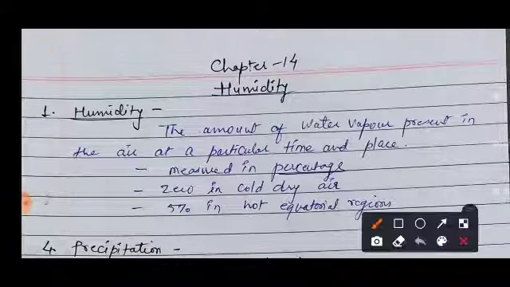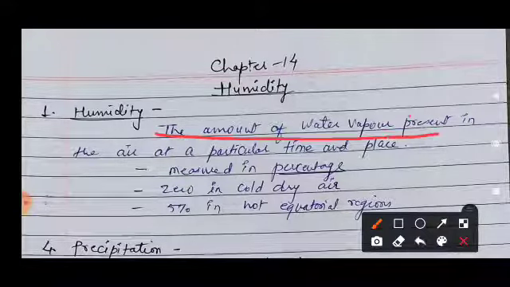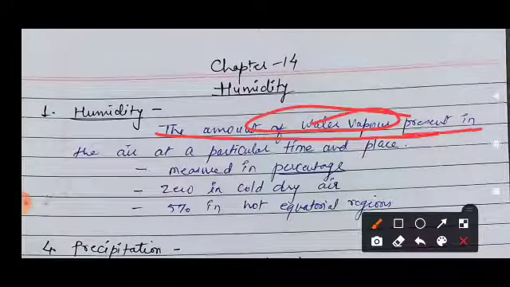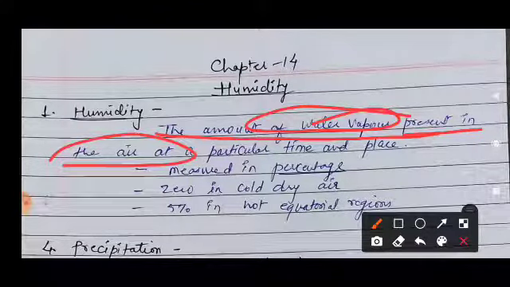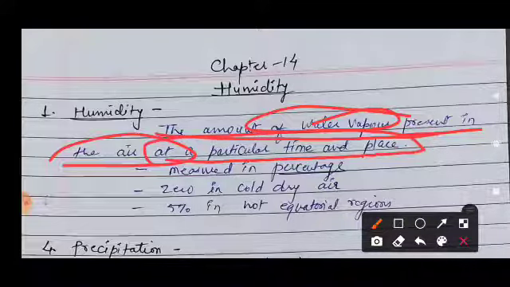But what is the definition? Humidity means the amount of water vapor present in the air at a particular time and place, because of the temperature. Okay, so this is the definition of humidity.